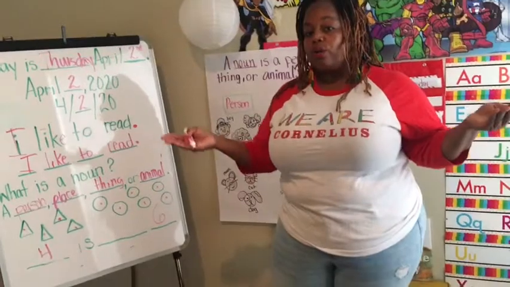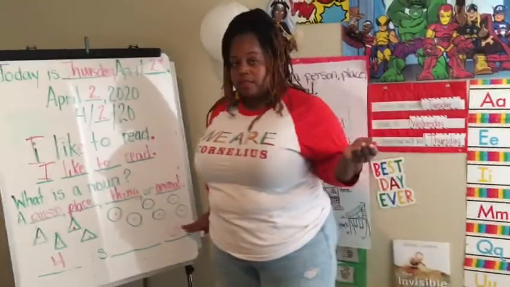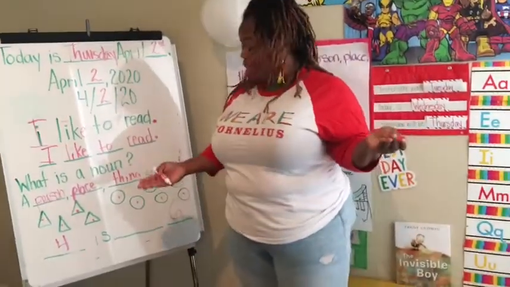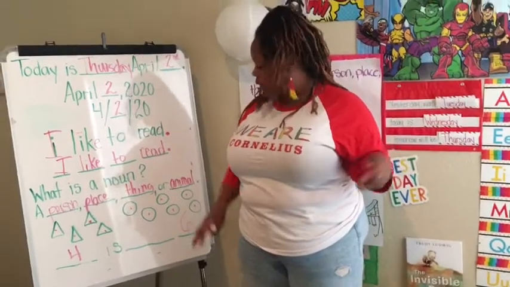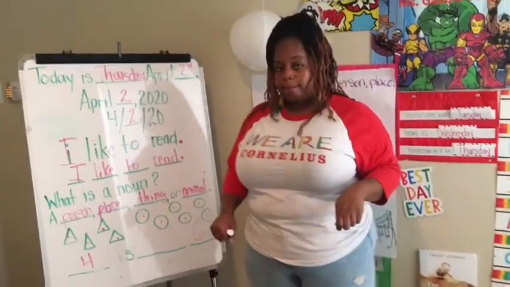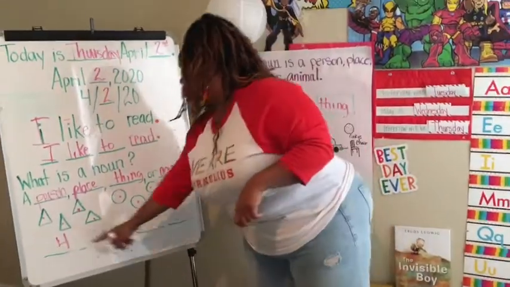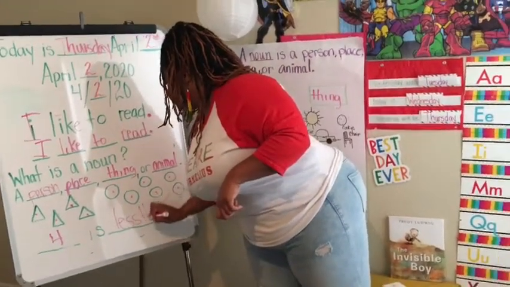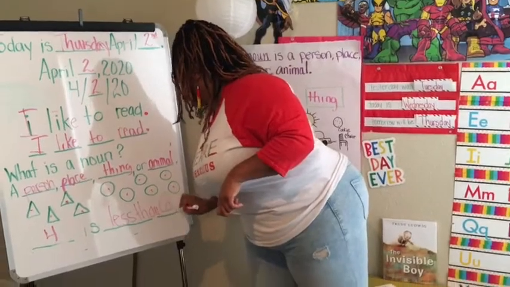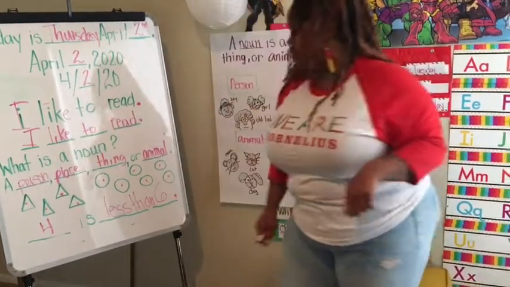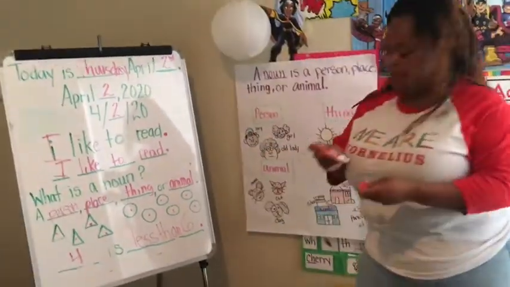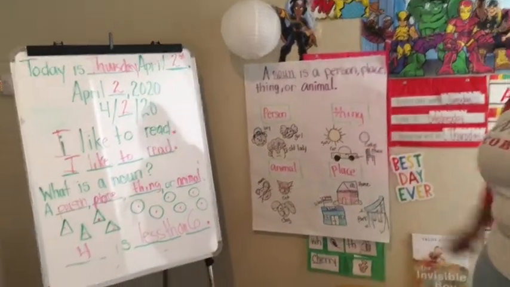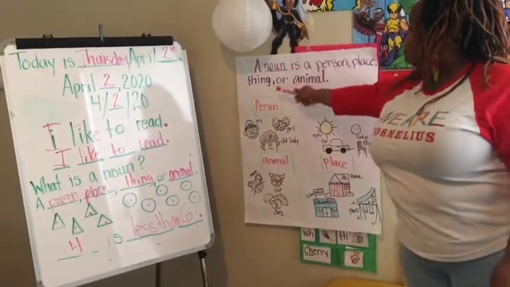If I'm looking at these two sets, I can say that 4 is less or greater than 6. Less or greater or less or more than 6. Good job, it's less. 4 is less than 6. Awesome. Gotta make sure that I have my period. Just to review, a noun can be a person, place, thing, or animal.